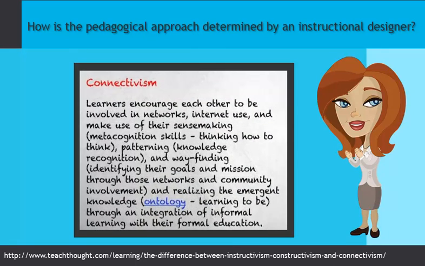Connectivism is similar to constructivism. In fact, a learner participating in connectivism would likely do so at times with a constructivist approach. The difference here lies in the central role of relationships and networks in connectivism. Learners are encouraged to be involved in networks, internet use, and to make use of metacognition skills.